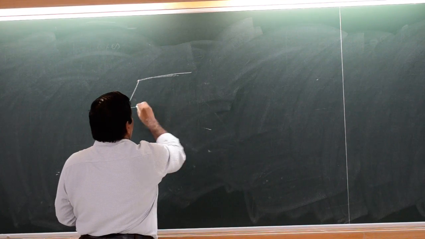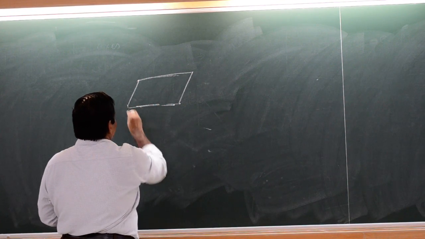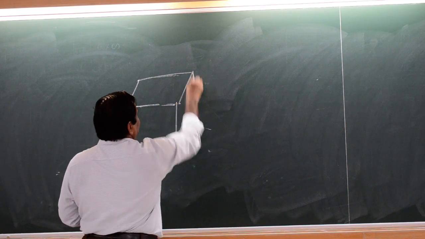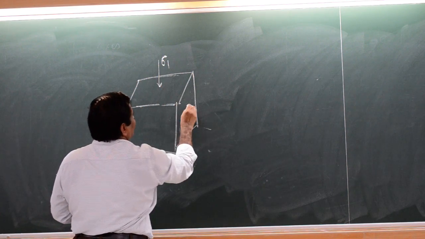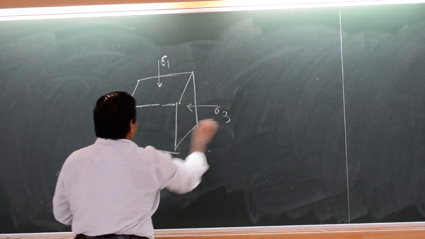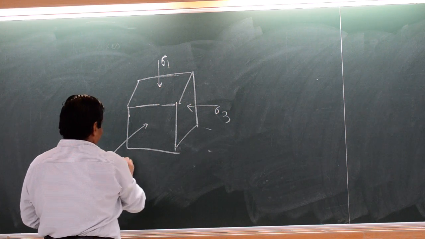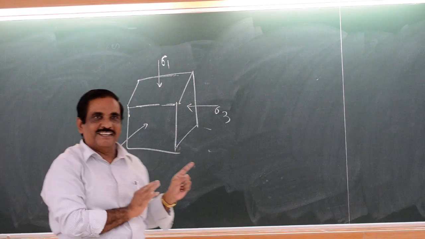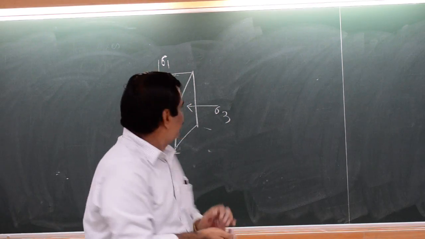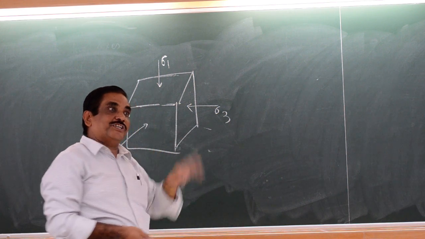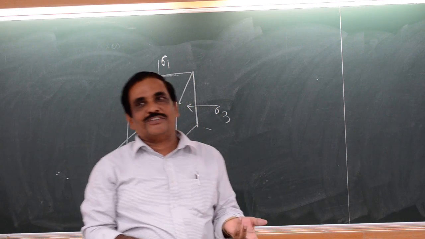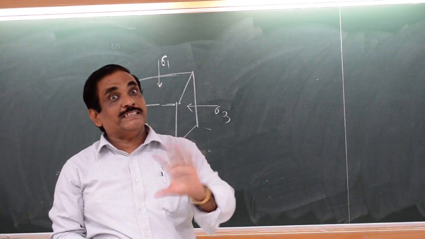suppose the regular body you are taking like this, sigma 1, this is sigma 3, this is sigma 2. This is the thing now. So rock will break here. There are thousands of planes. Plane cutting all the 3 axes, plane cutting only 1 axis, plane cutting only 2 axes.